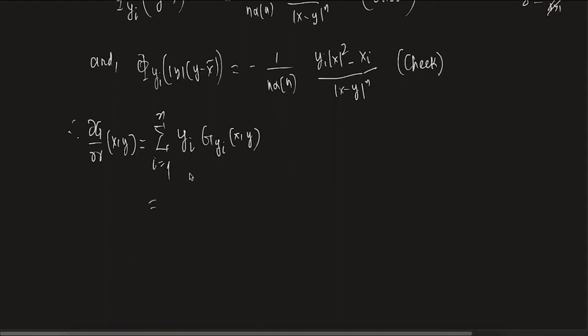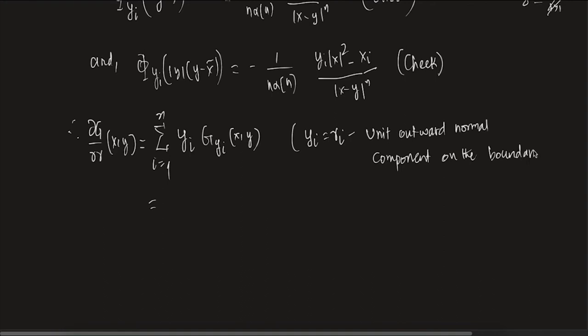Now, unit ball. So yi is equal to gamma i of y, the unit outward normal component on the boundary. Clear? So that is this.